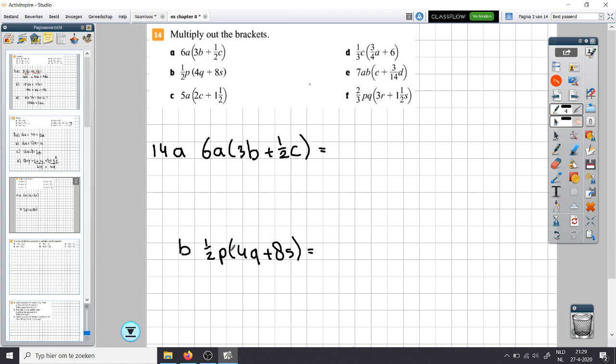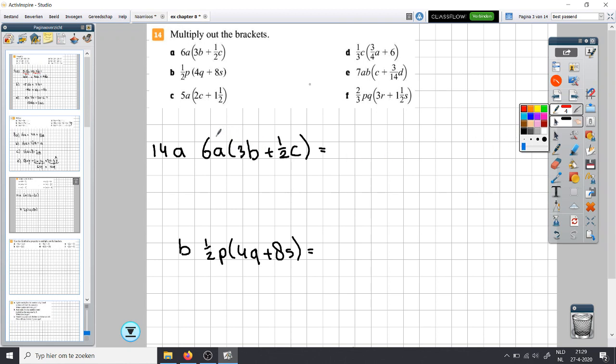Hey everyone, we're going to take a look at an exercise that's about multiplying out the brackets. I chose exercise 14 because here there are also fractions inside the brackets or outside the brackets, which can sometimes frighten you a bit. So let's take a look at why this shouldn't frighten you in the first place. First, what was multiplying out the brackets?